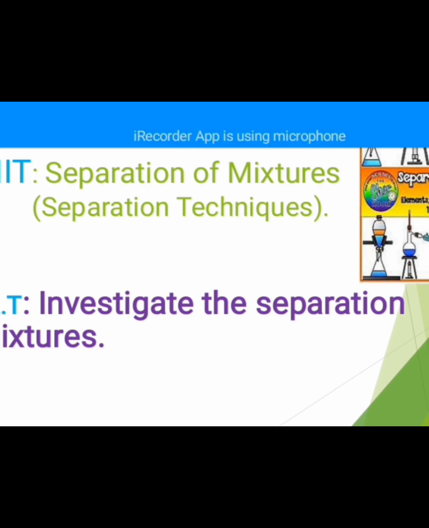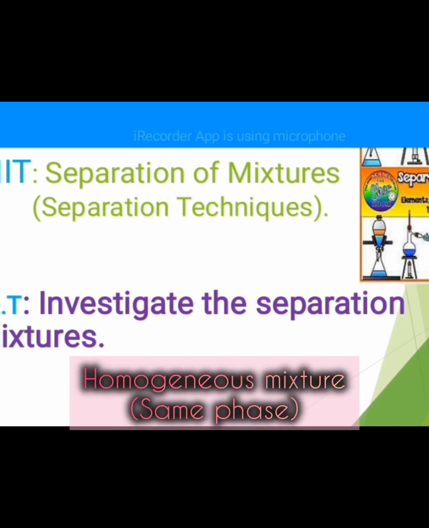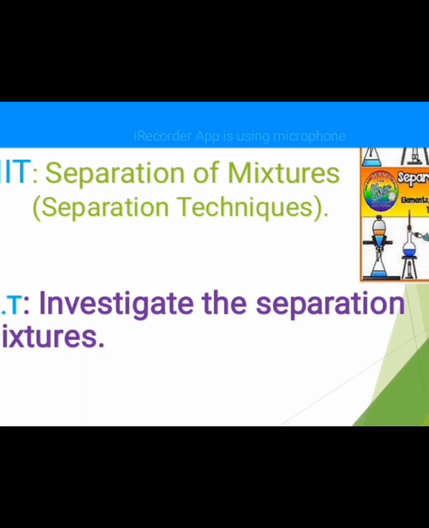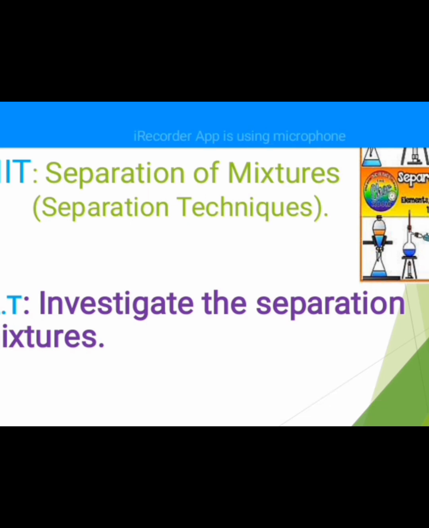For instance, if I dissolve salt in water and stir, after a while you won't get to see the salt again. It will mix with the water in such a way that they become of the same phase. We call it a homogeneous mixture. So in that case, you say you have a solution of salt. If you do the same using sugar in water, dissolved and stirred, you call it a solution of sugar, and many more solutions we have at home.